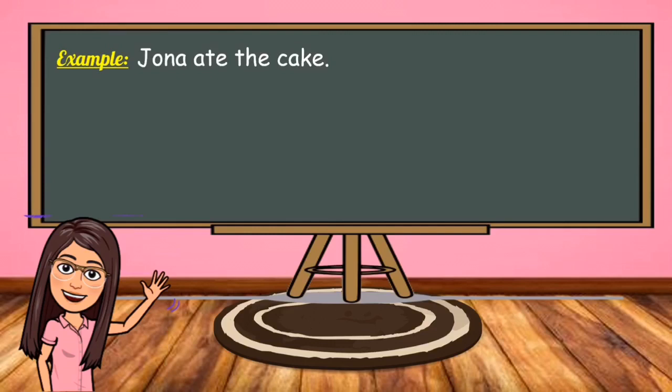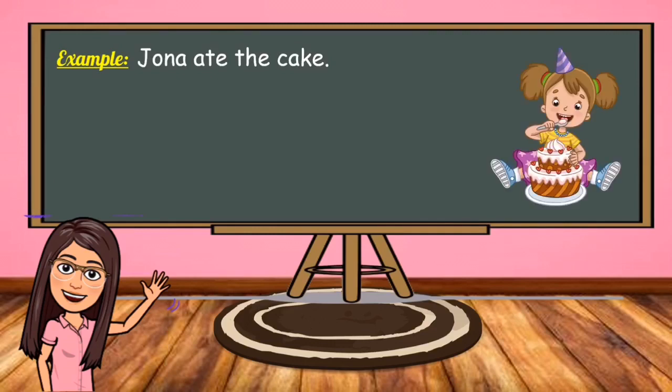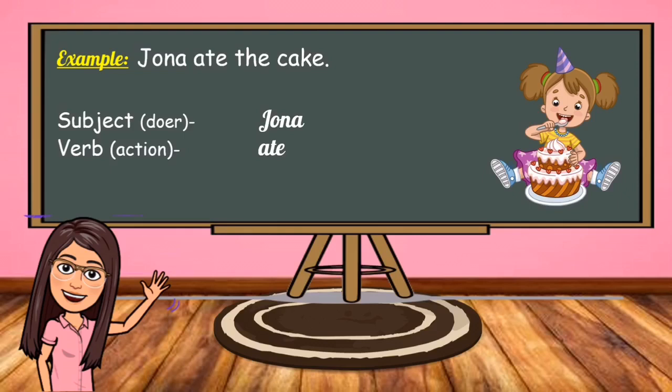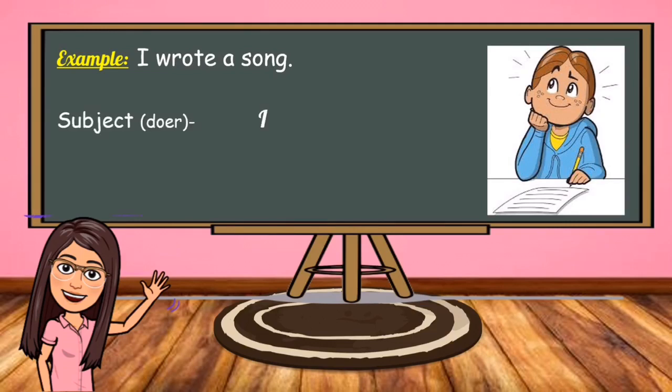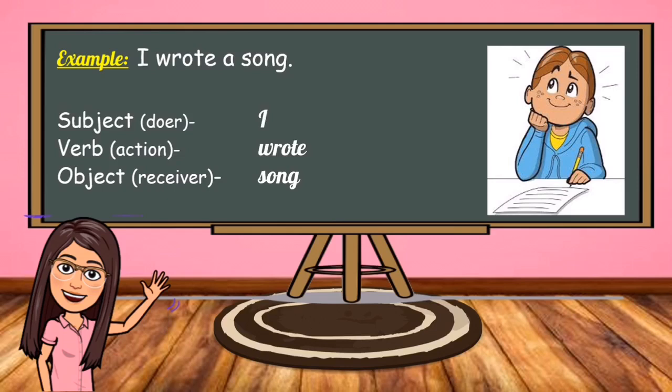For our next example, Jonah ate the cake. Jonah is the subject or the doer of the action. Verb or the action word is ate, and the object or the receiver is cake. Lastly, I wrote a song. Our subject is I, the verb is wrote, and the object is song.